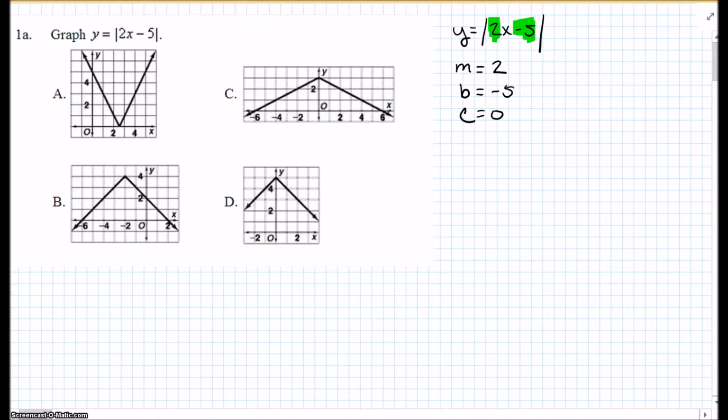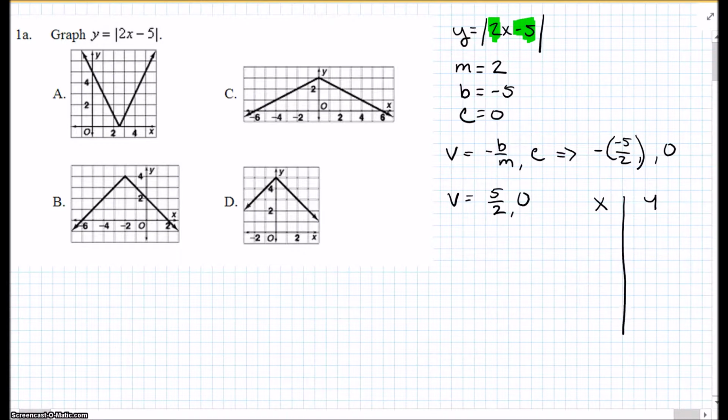So what is our vertex? Do we remember? Well, our vertex is negative b over m, comma c. Let's see what that would be. That would be negative negative 5 over 2, comma 0. So our vertex is going to be 5 over 2, comma 0. So let's plot points, x comma y. If that's our vertex, what do we want to do? We want to pick a number above and below. So our x was 5/2 and 0.